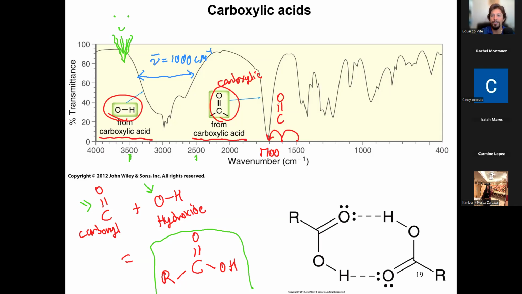So we look for these two signals, and we have a carboxylic acid. Any questions about this one? The rest of the signals we just ignore. Those are not useful. We only look for two signals here. If we see these two signals, we just have a carboxylic acid. Everything else we'll figure out later. All right.